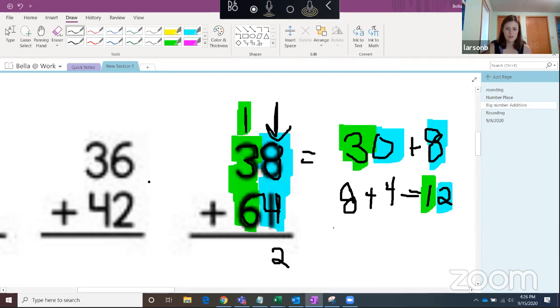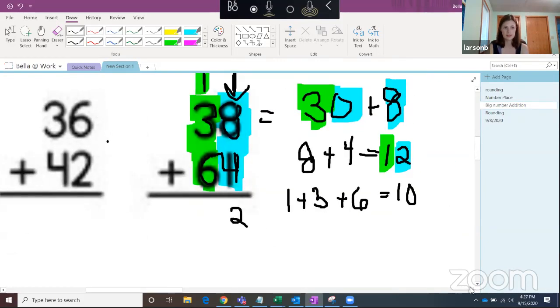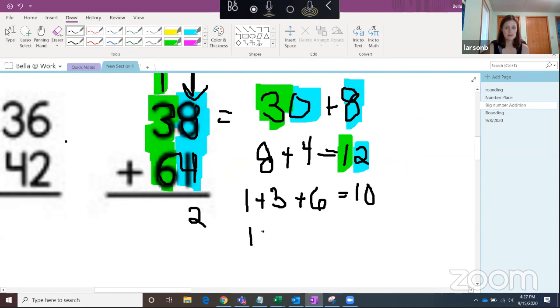So we have 1 plus 3 plus 6 equals 10. But this isn't just 1 plus 6 plus 3. We're in the tens place. So we have 10 plus 30 plus 60 equals 100.